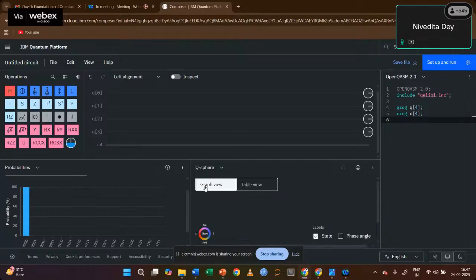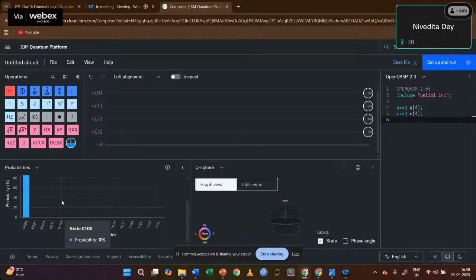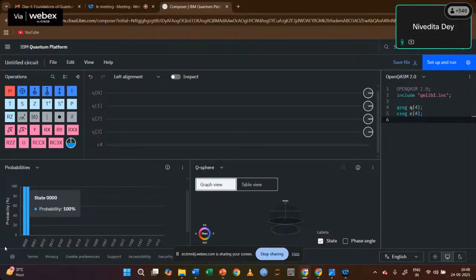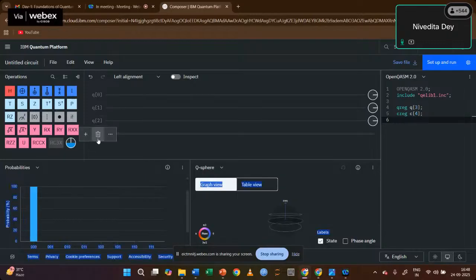Let me go back to the graph view. In the bottom also you can see the probability density curve. This is the probability density function. While you interpret it, you just read it like this: 0, 0, 0, 0. Let me do a little operation. Let me create that entangled Bell state. So what do we require? Let me clear this thing. Let me clear this one as well.